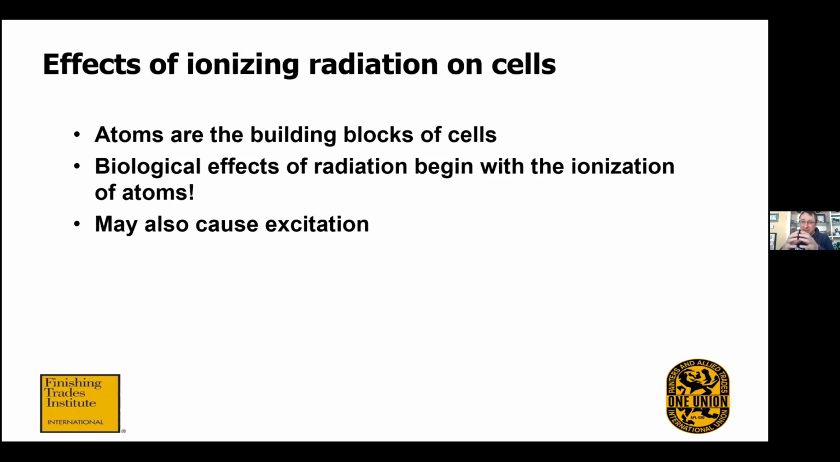Electrons like to be close to the nucleus, so it takes a lot of energy to remove them and get them to jump out farther and farther away. If you have enough energy from radiation, it kicks them right out. But you can just get them to jump out to a farther electron orbital layer, and that's called excitation.